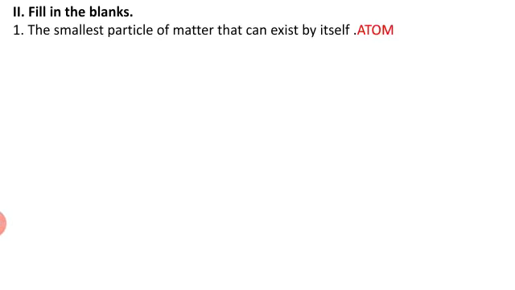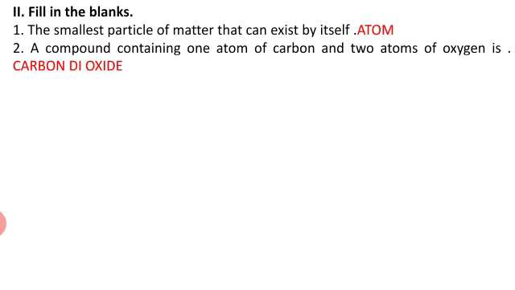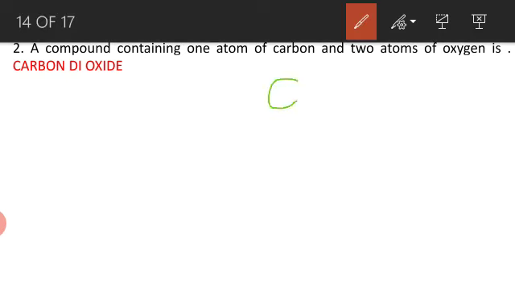Right. Next, today's homework. Fill in the blanks. The first question, the smallest particle of matter that can exist by itself. Atom. The smallest particle of matter is what, students? Atom. The second, a compound containing one atom of carbon and two atoms of oxygen is what? Carbon dioxide. One atom of carbon, two atoms of oxygen. This is what, students? Carbon dioxide.